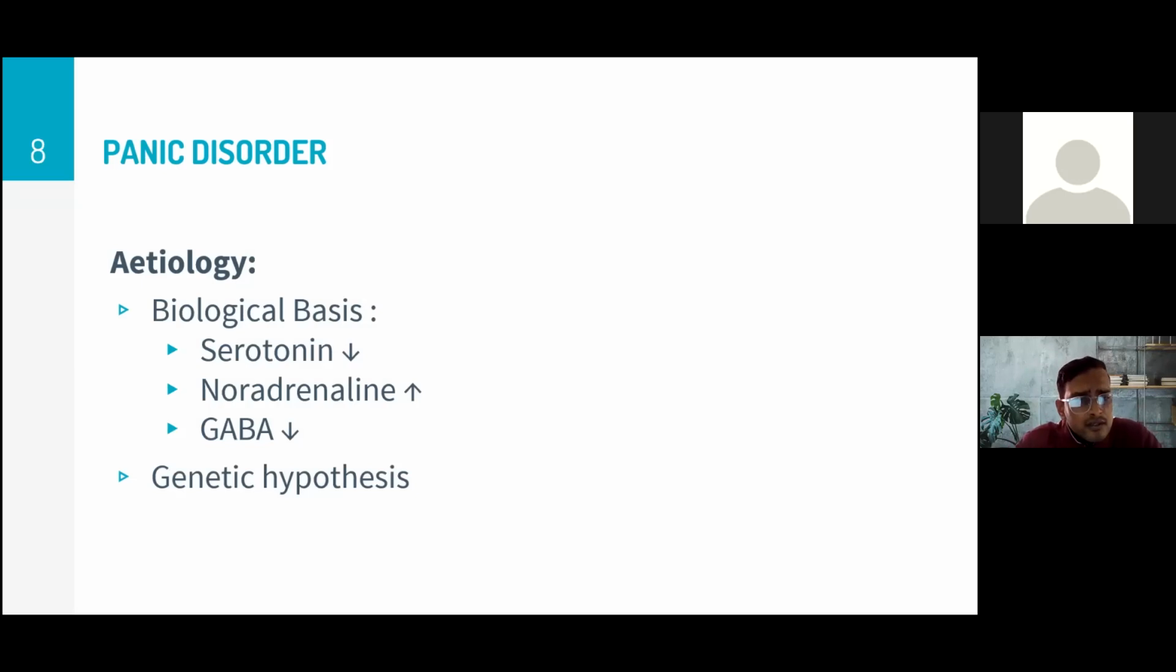So coming to the etiology of panic disorders, different bases are given, like biological basis, in which low serotonin and GABA receptors have been postulated, and high noradrenaline levels have also been postulated to be a cause of panic disorders. Other than that, genetic predisposition to panic disorders has been seen, but specific genetic markers have not yet been identified.